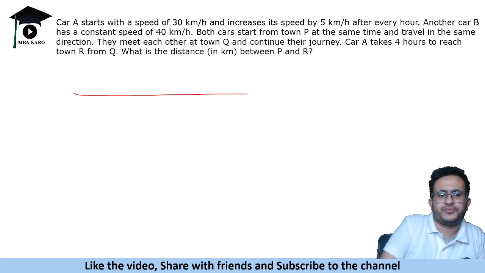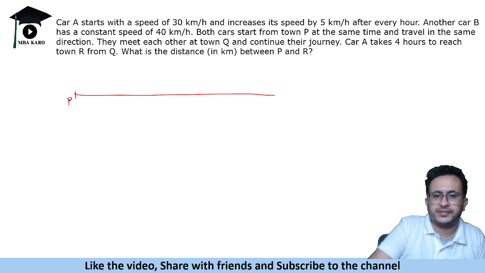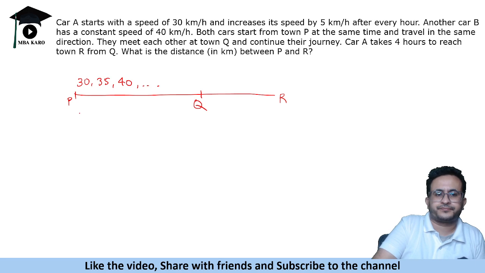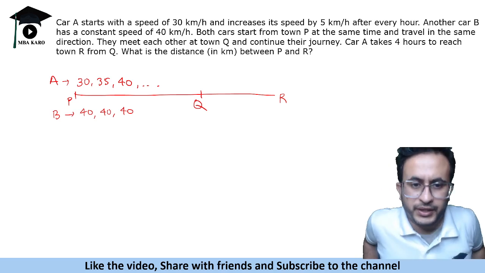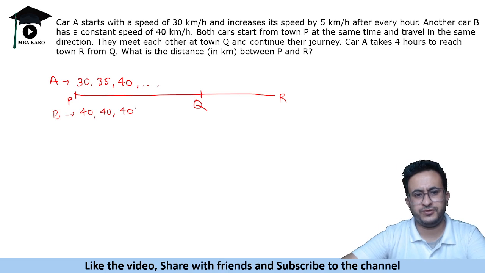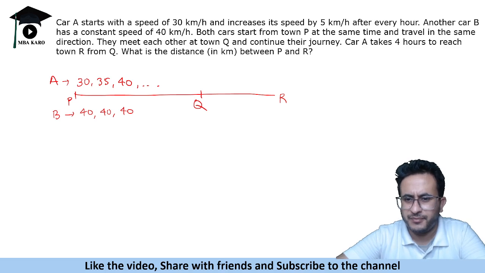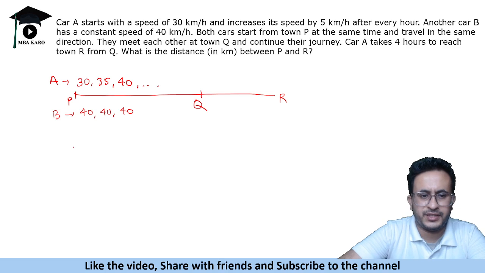Okay, so let's visualize this problem. So the cars start from P, okay, and they reach Q. So A goes like this, 30 and so on, and B goes like 40, 40, 40. Now the basic principle here is arithmetic progression. Okay, now if you see this, since the values are small, you do not have to apply the formula of sum of arithmetic progression.